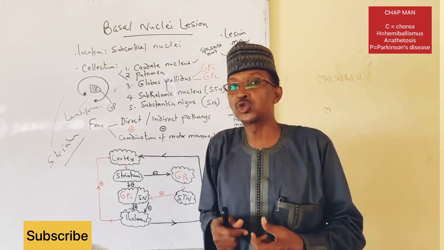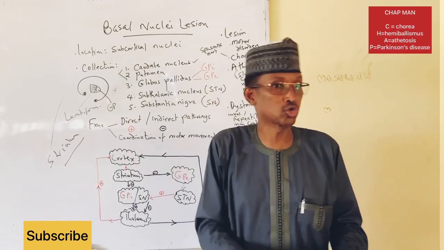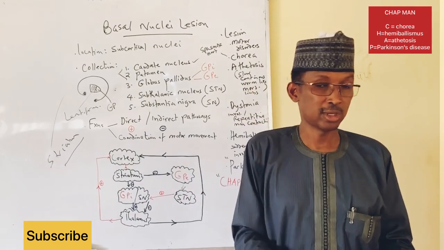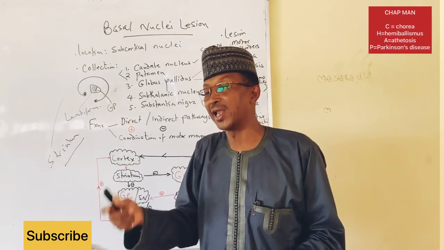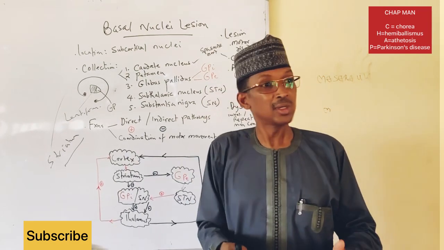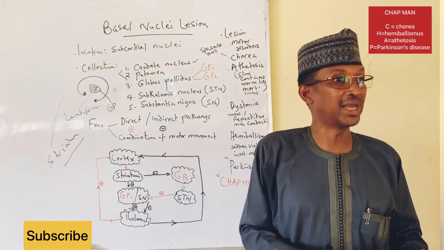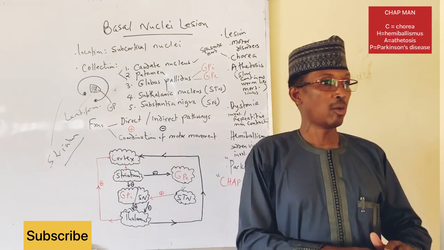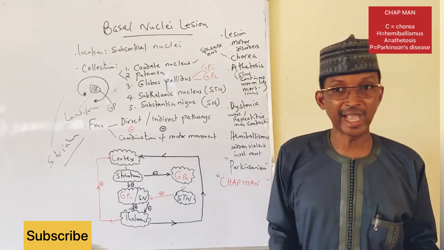Or if we want to know how to ride a horse, not all of us here know how to ride a horse. But if you now try to go and learn how to ride a horse, that is also part of the motor learning. So the basal nuclei is also responsible for motor learning. Are you clear?